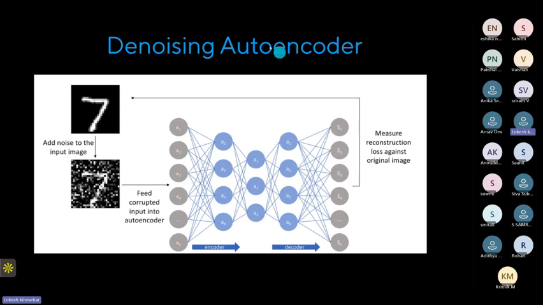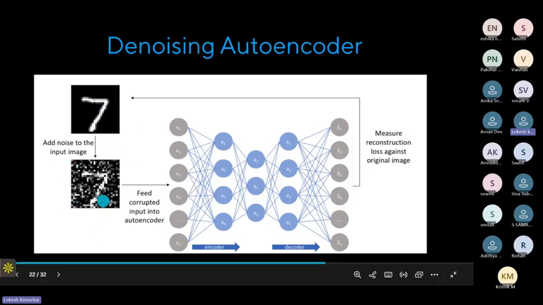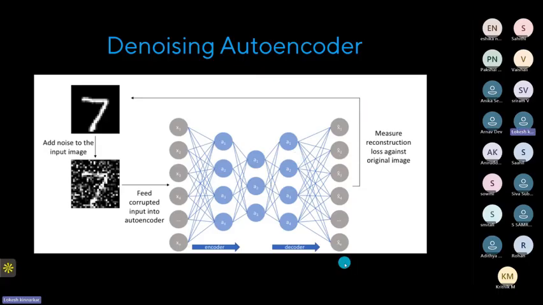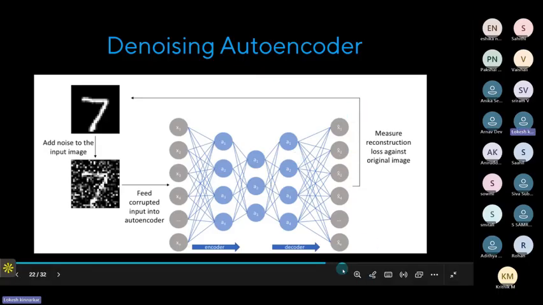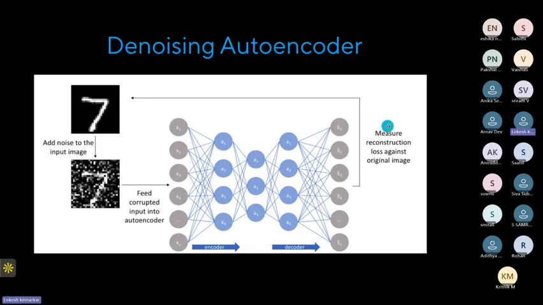Okay, so next I will move on to the denoising autoencoder. What we do in a denoising autoencoder is that we have a clean image. We add noise to the image, so essentially we are forming a corrupted version of our image, and we feed this corrupted version into the autoencoder. For the reconstructed vector which we get here, we measure the reconstruction loss against the original image, because you don't want to reconstruct the noisy image.